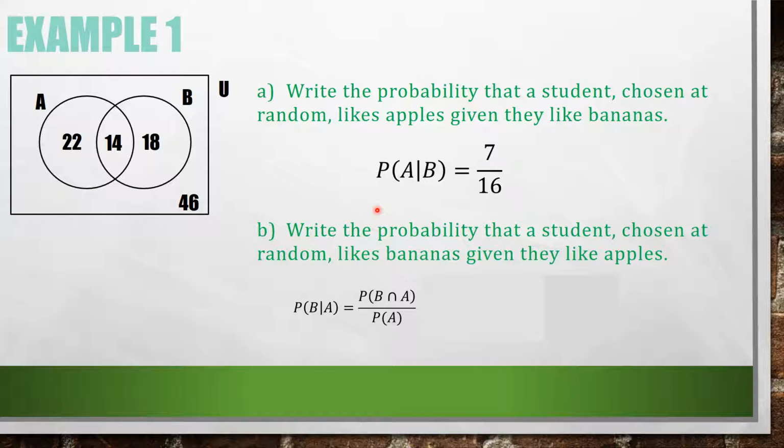Now let's find the probability that a student likes bananas given that they like apples. So this is the probability of B given A. Notice that the order of the letters changes, which changes how your formula will look. So now we're dividing the probability of the intersection by the probability of a student liking apples. So that's going to be 14 over 100 divided by 36 over 100. And so again, we multiply by the reciprocal, cross out the 100s, and then we end up with 7 over 18.